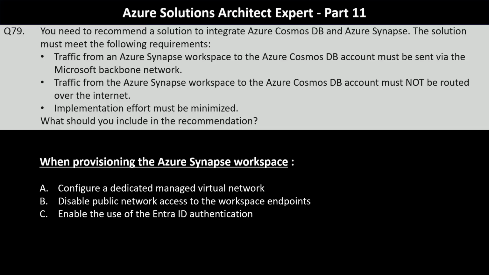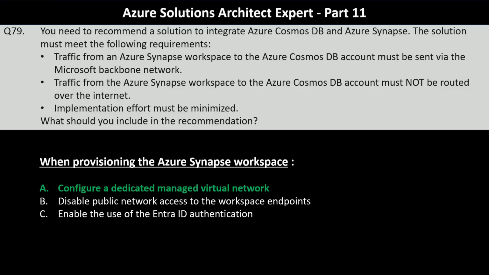The first part of the question is talking about when provisioning the Azure Synapse workspace, your options are configure a dedicated managed virtual network, disable public network access to the workspace endpoints, enable the use of Entra ID authentication. Folks, you should provision the Azure Synapse workspace with the option to configure a dedicated managed virtual network. This will ensure that the traffic between Azure Synapse and Azure Cosmos DB is routed through the Microsoft Backbone network and not over the internet.